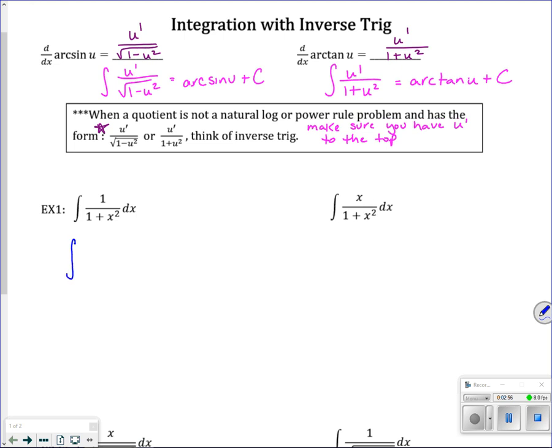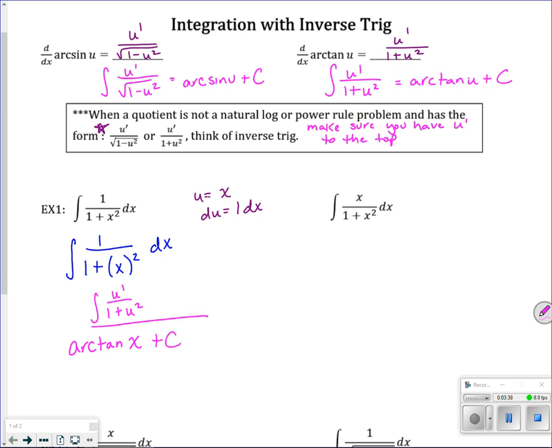And to me, it helps to write it. If I think it's arc trig, I literally put parentheses and go, okay, if my u is now x, then du, of course, is just 1 dx. So you have that. So how is this going to integrate? Look what you really have. I have u prime over 1 plus u squared. And so what that is, I would get arctangent of x plus c. And that's my integral.